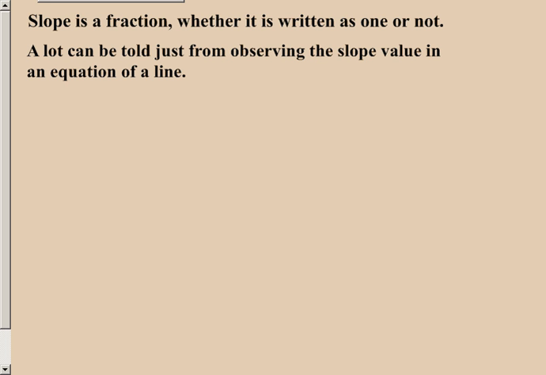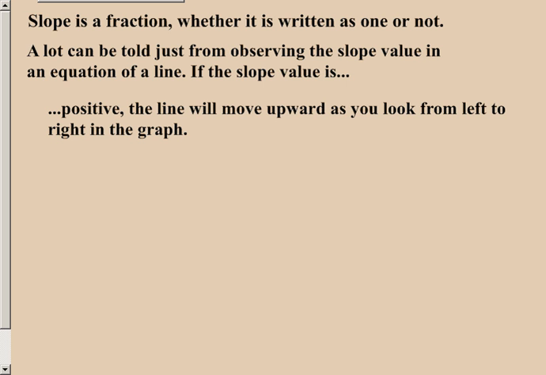And a lot of information can be determined just from observing the slope value in an equation of a line. It's time for us to understand exactly what the slope value is telling us rather than just having to graph it and look at the line itself. So let's look at some of the properties that a slope value may have. If the slope value of the equation of the line is, first off, positive, whatever the slope fraction is, this means that the line will move upward as you look from left to right in a graph.